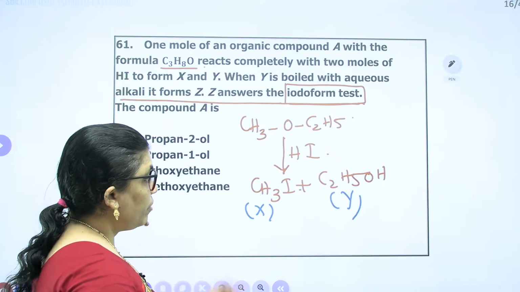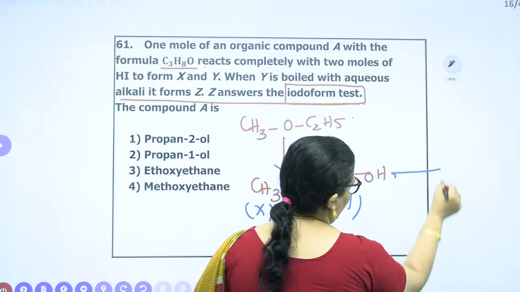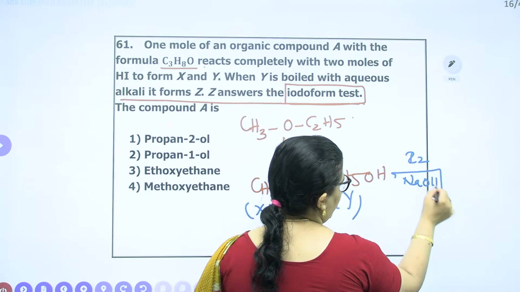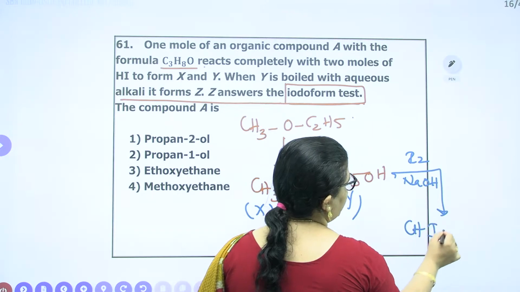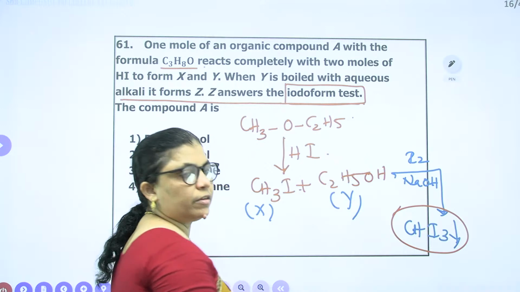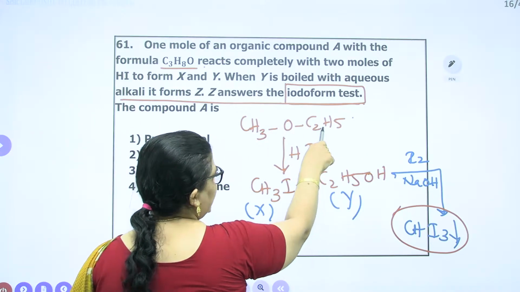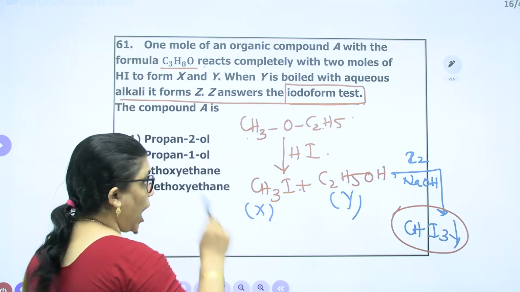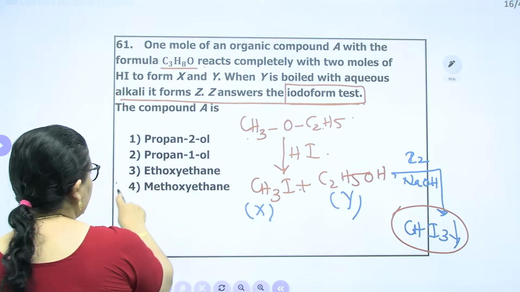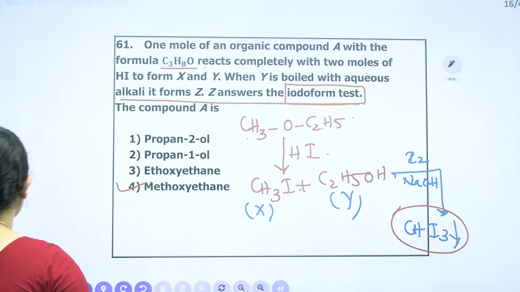Further, ethyl alcohol will answer the iodoform test. Ethyl alcohol treated with iodine and NaOH will produce a yellow precipitate of CHI3, which is the iodoform reaction. Therefore, the ether is ethyl methyl ether, and the IUPAC name is methoxyethane. Where is the answer? Methoxyethane, fourth option.